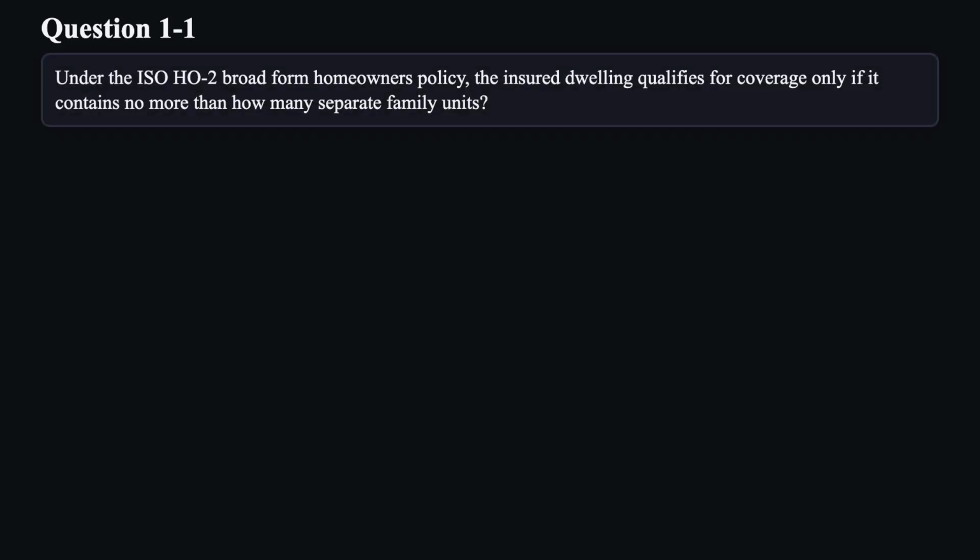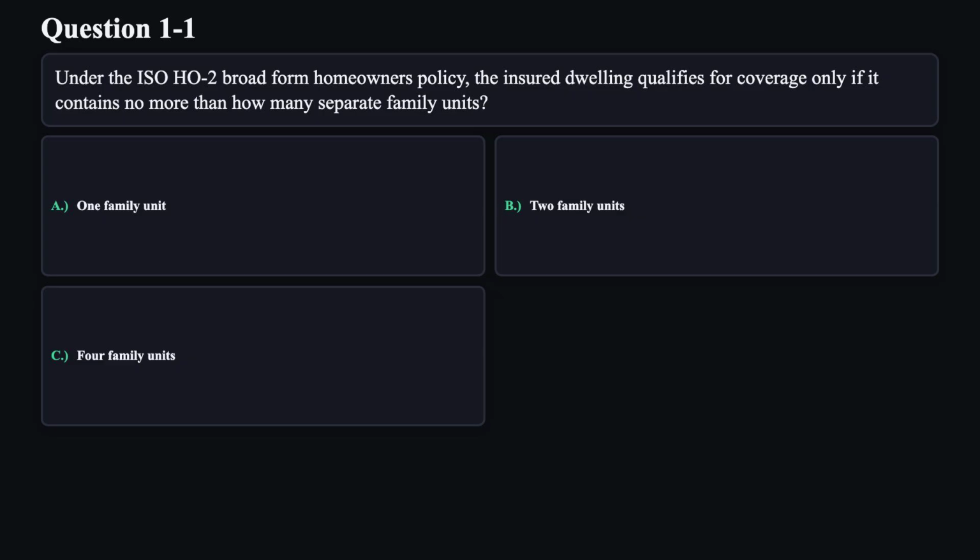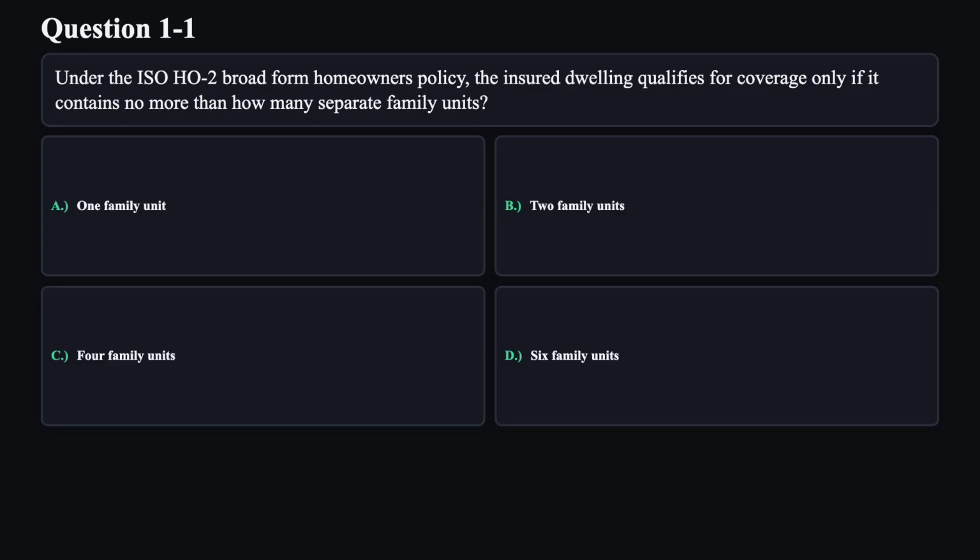Under the ISO HO-2 broad form homeowners policy, the insured dwelling qualifies for coverage only if it contains no more than how many separate family units? A. 1 family unit. B. 2 family units. C. 4 family units. D. 6 family units.